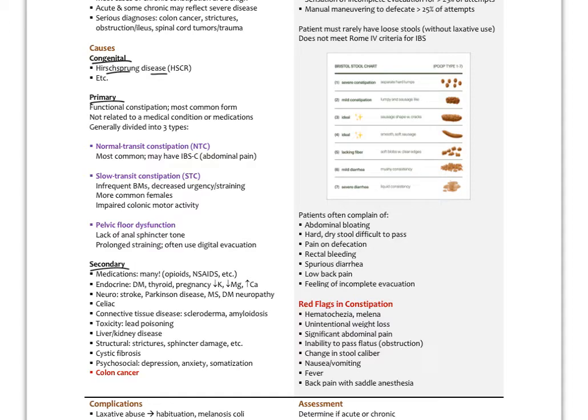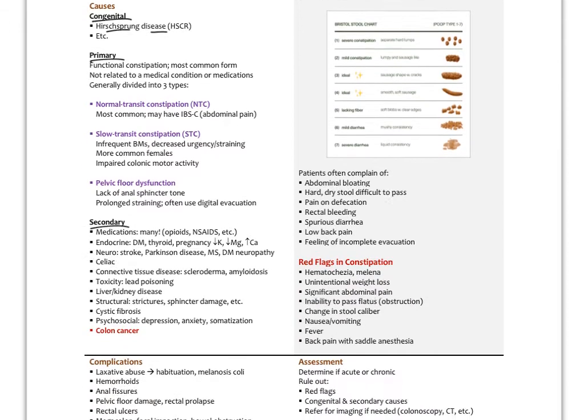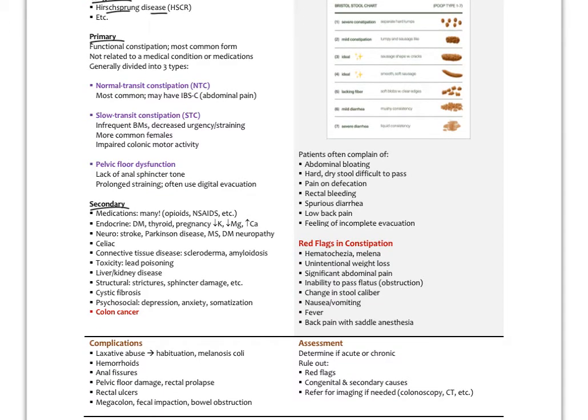Secondary constipation, which is something we should always look for in the history, would be, number one, medications. Opioids and NSAIDs are well known to trigger constipation, opioids in particular. Endocrine problems like type 2 diabetes and hypothyroidism can also cause it. In pregnancy, we see constipation. Also problems with electrolytes: low potassium, low magnesium, and high calcium.